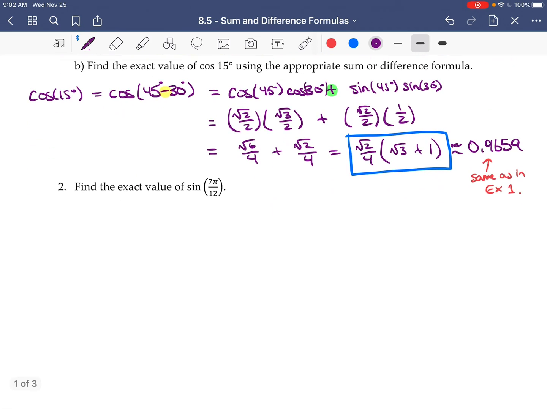I'm going to leave example 2 for you to try. Obviously you're going to want to do this in radians instead. So you want to think about which ones you know and how you can put them together to get 7 pi over 12.